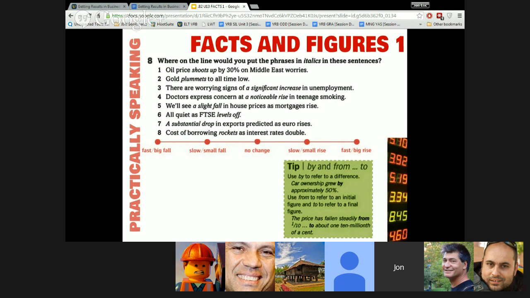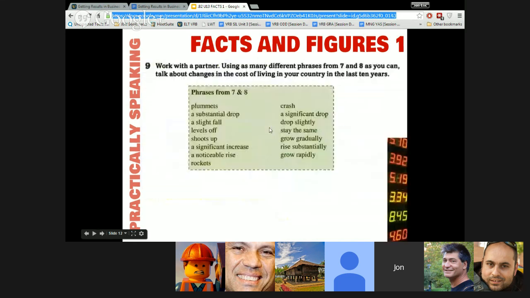So, now you have some language for approximate figures, not just black and white, up or down, but slightly, significantly. Also, verbs like plummet, shoot up. Before we get to, let's stop here then.